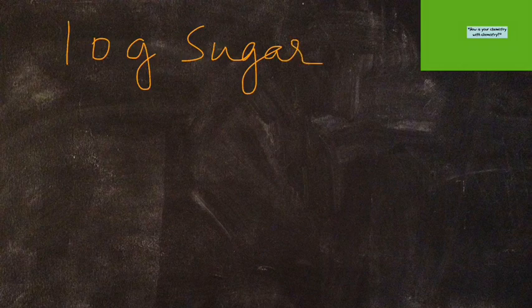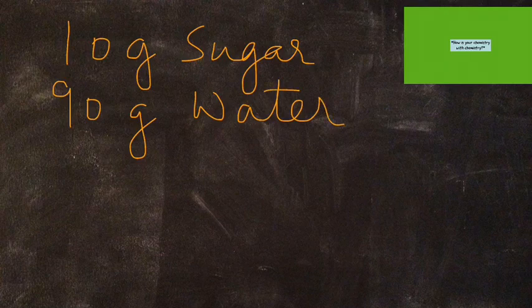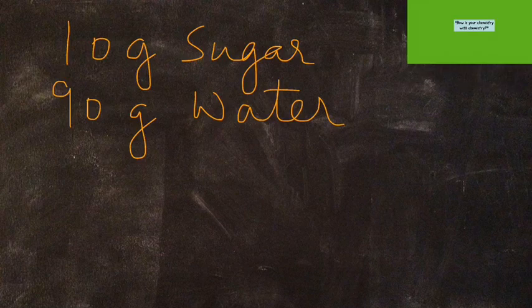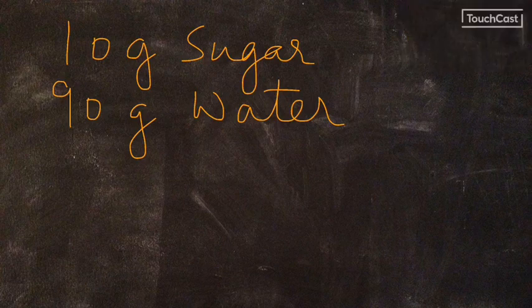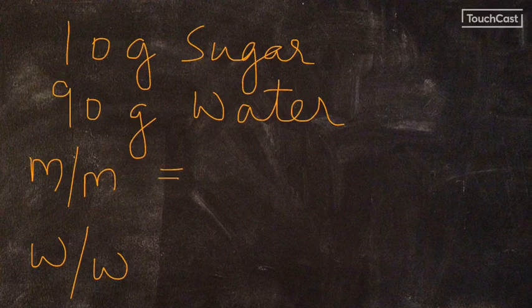Let us take an example. 10 gram sugar dissolved in 90 gram water. You want to express the concentration of the solution in terms of mass percent of sugar. Mass percent is often represented as M by M, also W by W. So mass percent can be calculated in this manner.